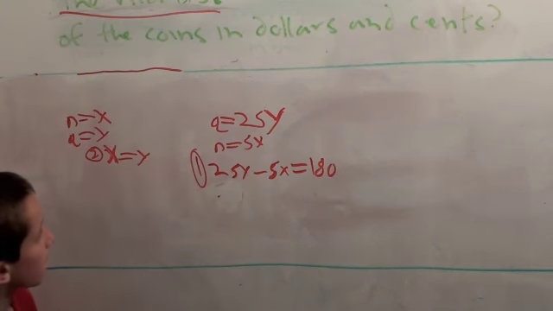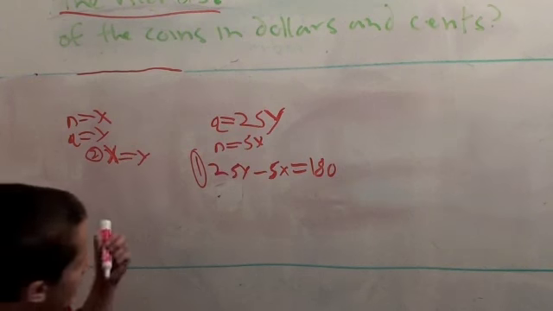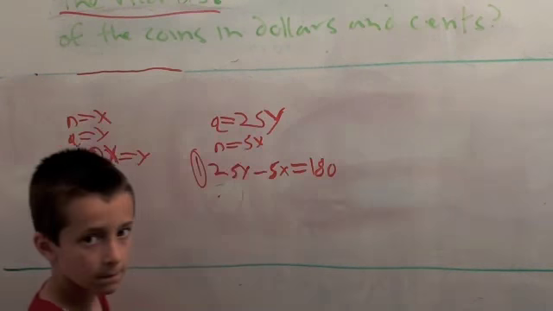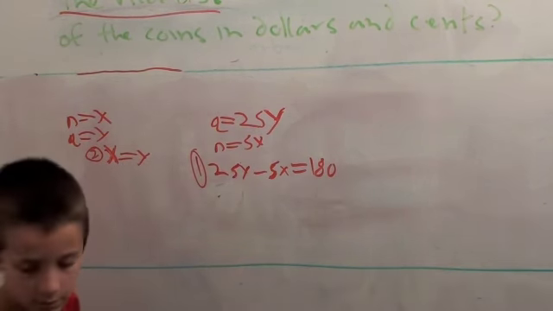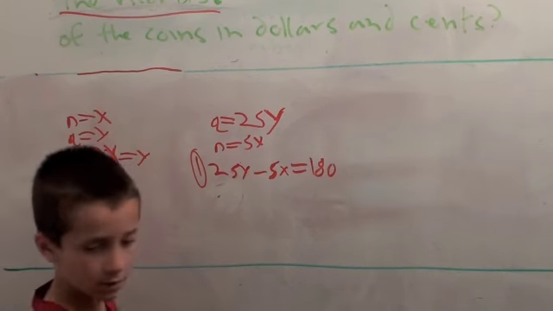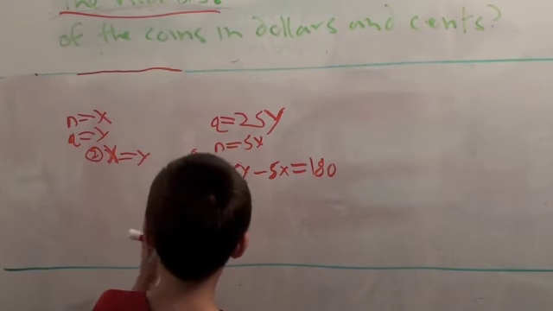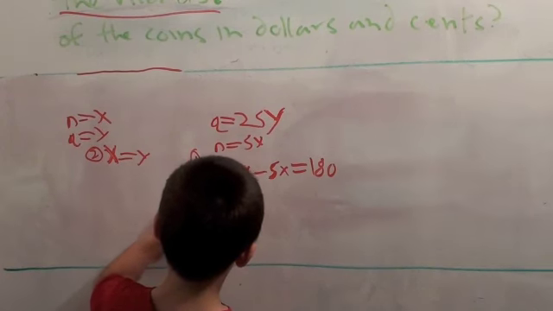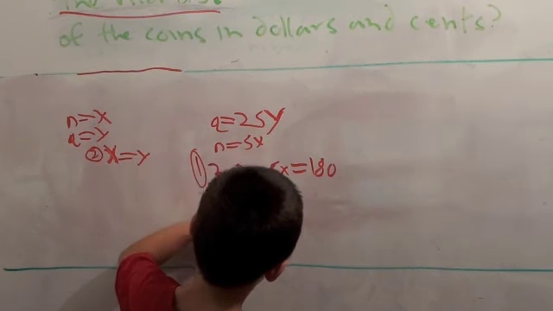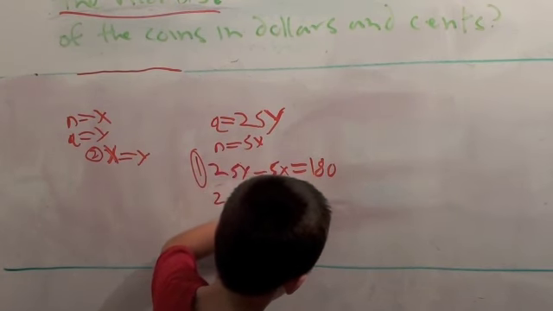What do we know about y and x? Y and x are the same. So what does that mean? It means you can just put an x. Wait, no, don't just put an x, rewrite it. So write it as a new equation. No, don't erase it. Write it down below as a new equation. 25x minus 5x equals 180.